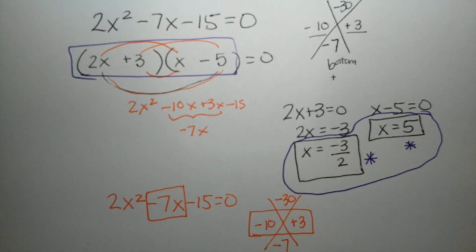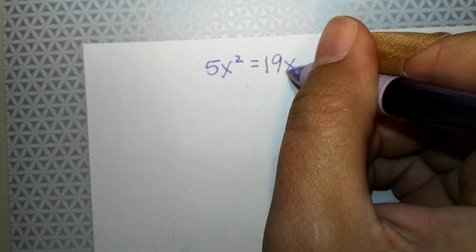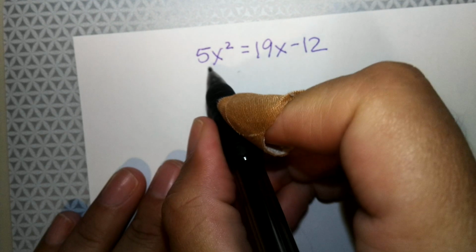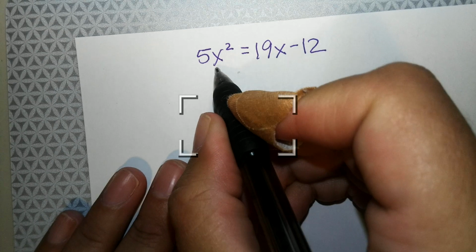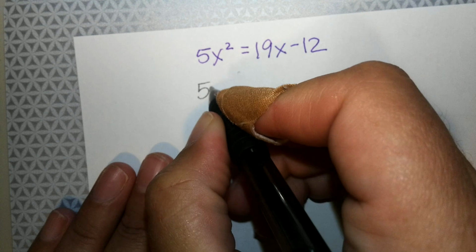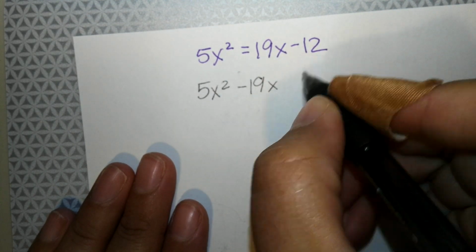Okay, let's do another one. I've got 5x squared equals 19x minus 12. Now, if you remember from the other day, we have to have everything set equal to 0. I want to start with a positive x squared. So if I want to start with a positive x squared, I need to leave that 5 over here, and I need to move the 19 over and the 12 over. So I have 5x squared, I'm subtracting 19x, and I'm adding 12 over.